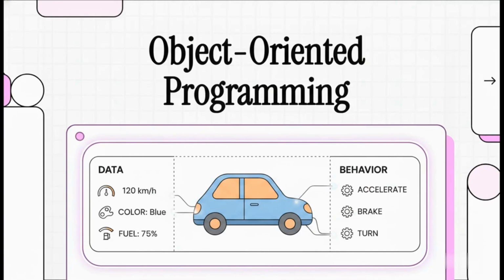Let's think about a physical car for a second. Yours, mine, doesn't matter. It has specific data, right? Like its current speed, its color, and exactly how much fuel is left in the tank. But it also has behaviors. It can accelerate, it can brake, it can turn. Now, notice how the real physical world doesn't separate the abstract concept of speed from the physical act of braking. No, it bundles all that data and all that behavior together into one single cohesive thing, the car itself.